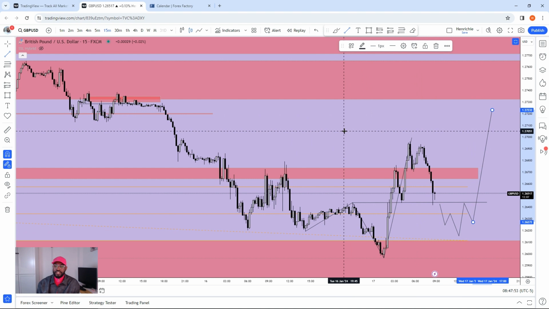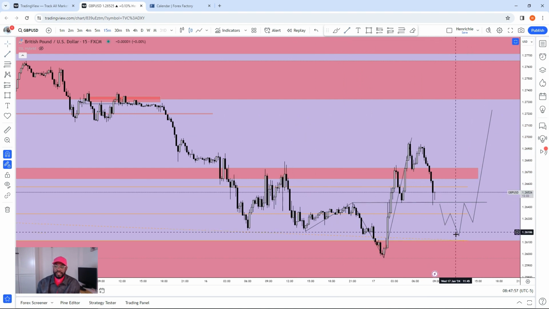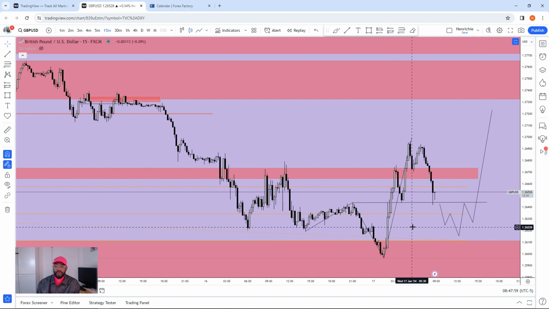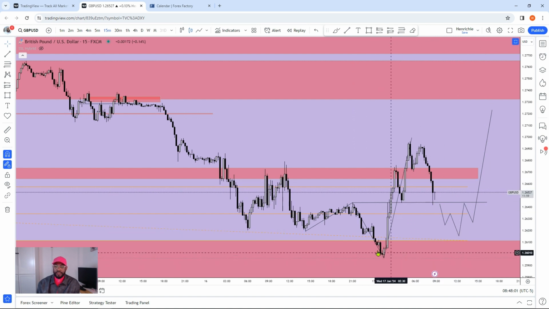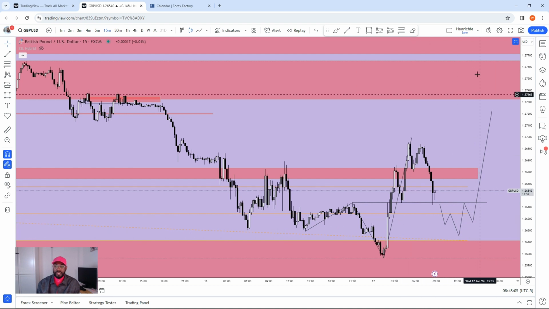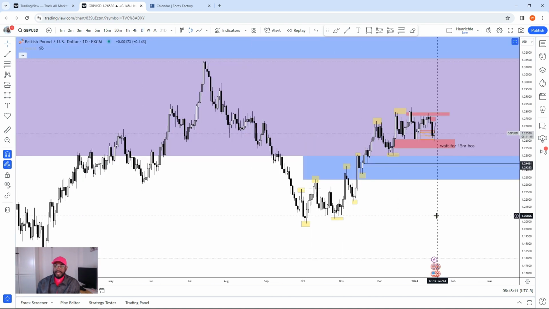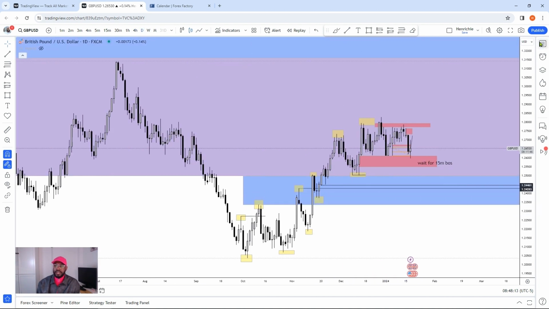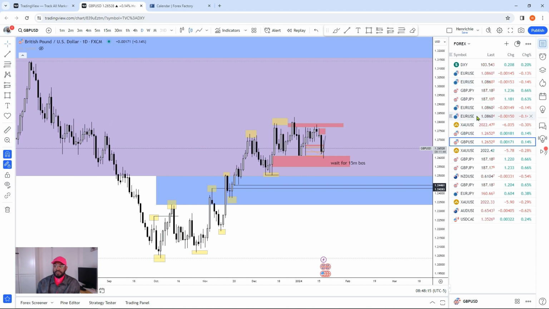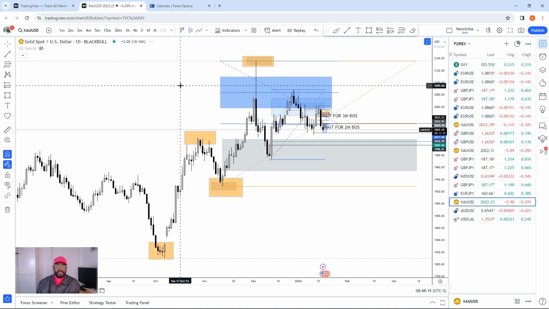But I rarely trade GBP US dollar, but if I was to trade it, this is what I'm going to be looking out for. And if we smash through and run this liquidity, I'll still be waiting to see another 15-minute shift of market structure. And my interest will be for it to go to the upside. So that being said, that is my analysis on GBP US dollar. And I'll look at gold briefly to see what it's doing.